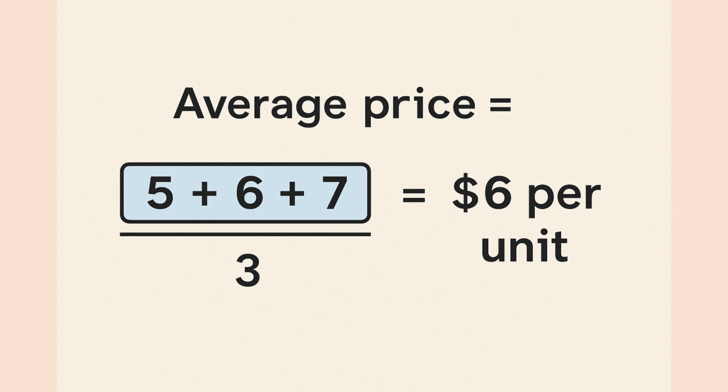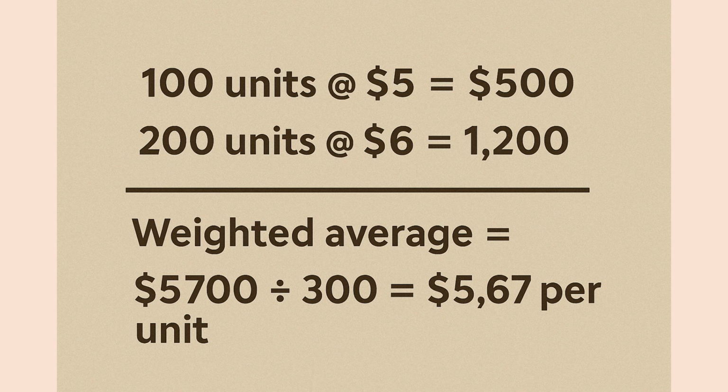Under simple average, you take the average of all purchase prices without considering quantities. Example, if materials were bought at $5, $6, and $7 per unit, average price equals (5 plus 6 plus 7) divided by 3, which equals $6 per unit. Pros: easy to calculate. Cons: ignores quantities purchased. Under weighted average, the issue price considers both prices and quantities of materials in stock.